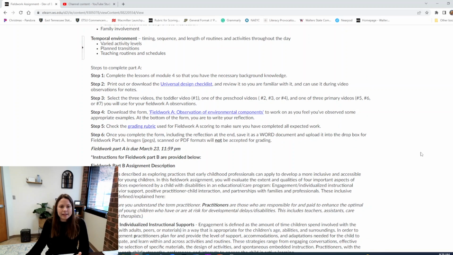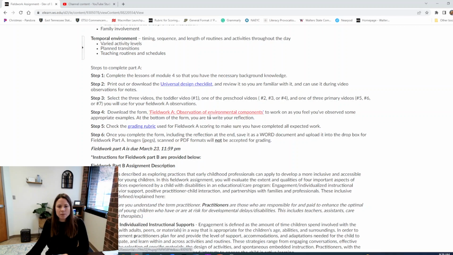So to complete it, you have to print out the Universal Design Checklist. You're going to be using that and have it with you while you're watching the videos, right, to become familiar with it. You're going to select 3 videos, at least one from each section: the toddler, the preschool, and then the primary videos. You'll choose one of those. You're going to download the form and you're going to complete it. And then there's a grading rubric here so you can see how you're going to be scored or graded.